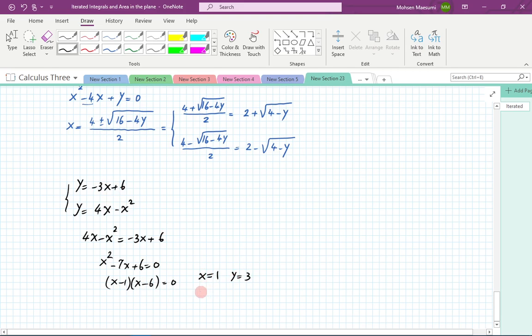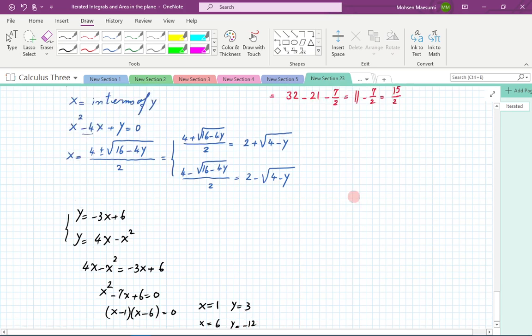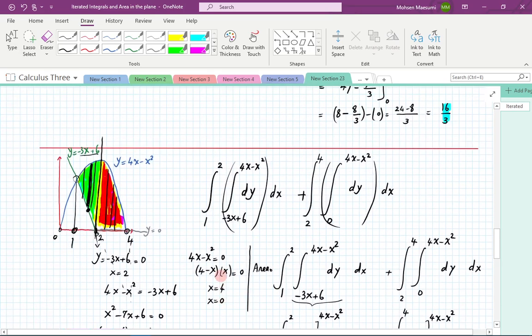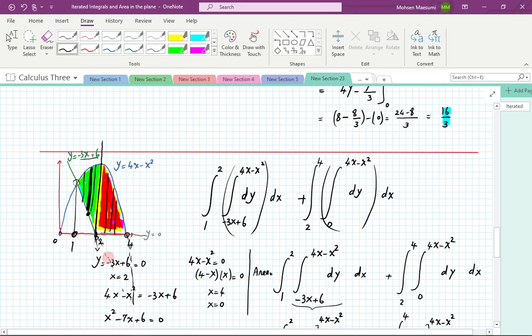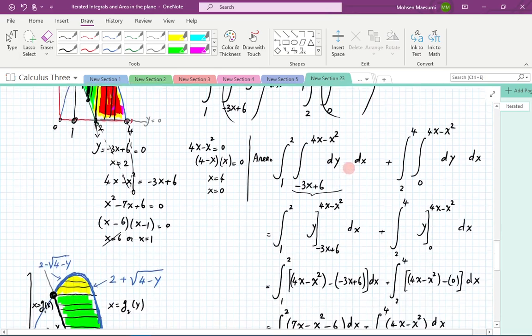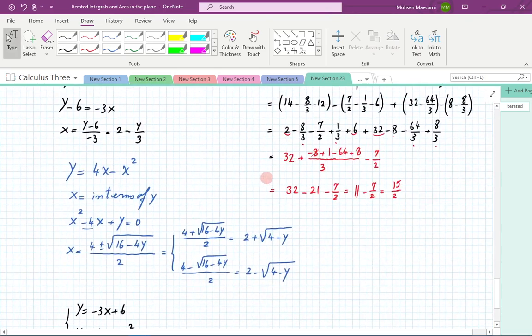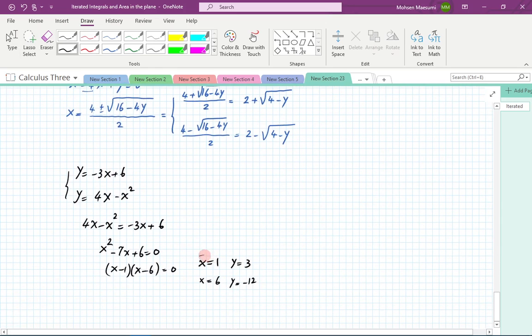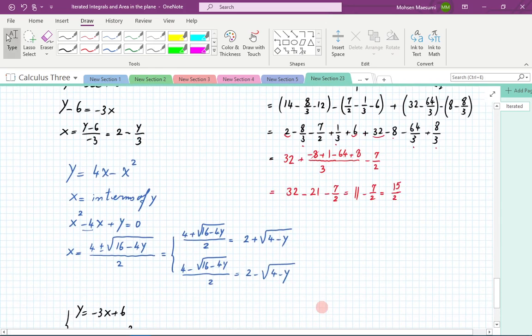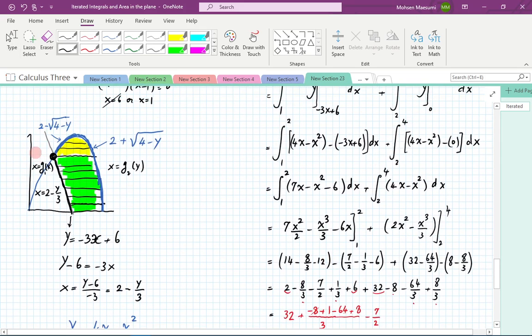The other intersection we said previously it is not relevant to us. At x equal to 6, our y would have been minus 18 plus 6, which is minus 12. That was the intersection we said is falling down here. It's not relevant to our problem. So the location is at x equal to 1, y equal to 3. Okay, so that took a while.